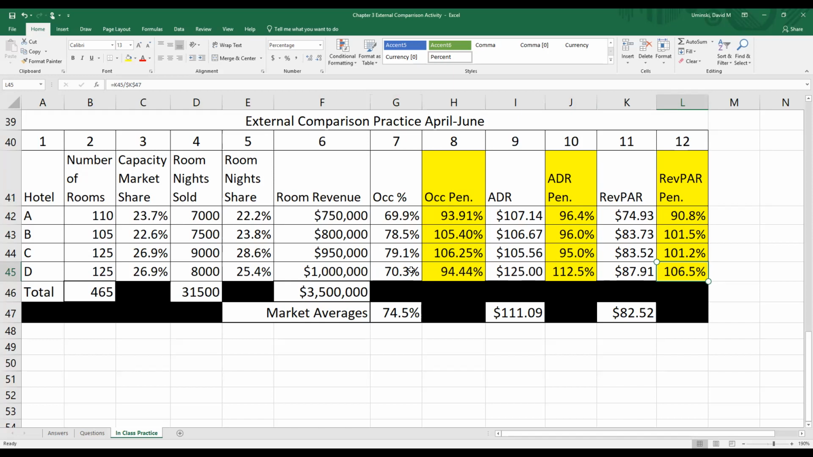Now, if we look at our room share, let's look at this. No, I don't want that. I want that one. No. There we go.